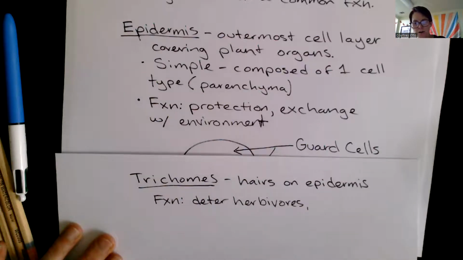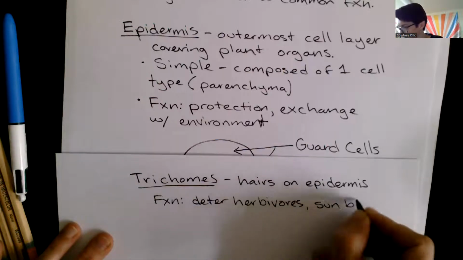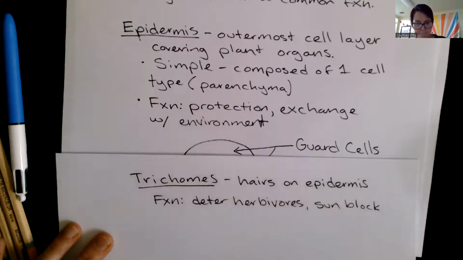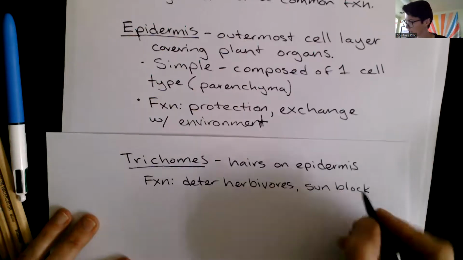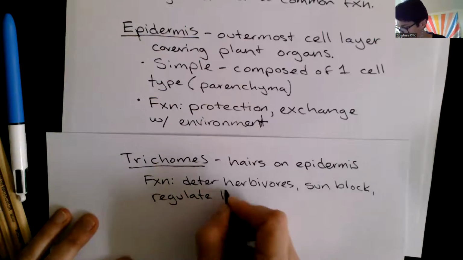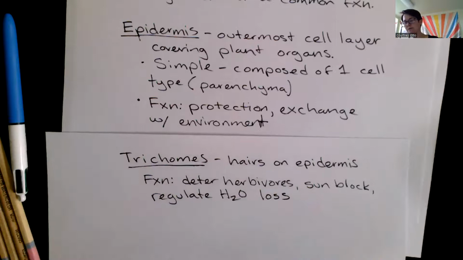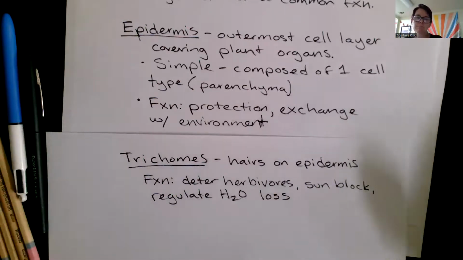They can also function in preventing sun damage. You can kind of think of them as like sunblock. And they can also function in regulating water loss. What I mean by that is they can actually trap a layer of air next to the leaf that traps a more moist microclimate. Now let's look at some pictures of these.